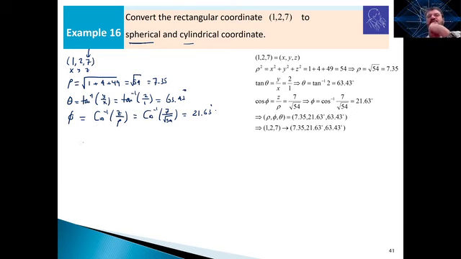You're done. So you can say 1, 2, and 7 is nothing but rho, which is 7.35, phi, which is 21.63 degrees first, then theta, which is 63.43 degrees.